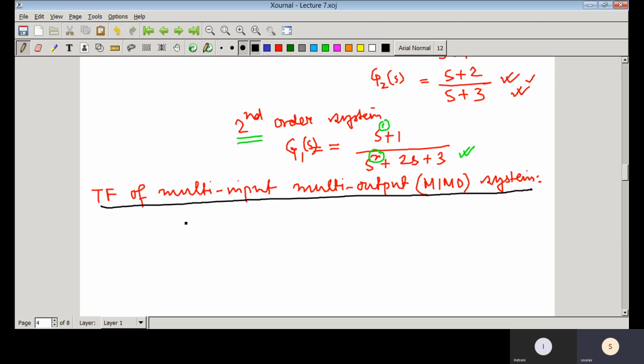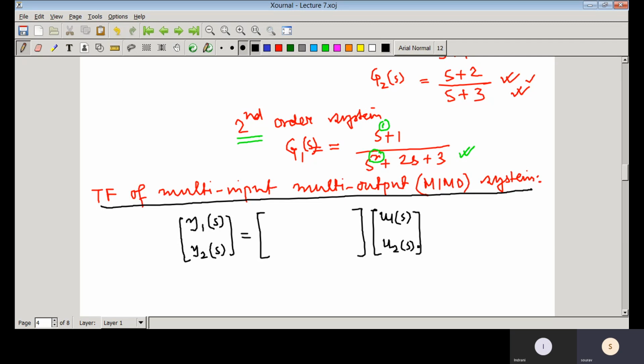So suppose I take one multi-input, multi-output system which has two outputs, Y1(s) and Y2(s), those are called channels, and suppose two inputs. Yes, you may ask whether the number of inputs and outputs should be the same. No, you can take any number of inputs and any number of outputs. Suppose here it is three inputs, two outputs. Then this input vector is 3×1 and the output vector is 2×1, so the dimension of this transfer function matrix would be 2×3.